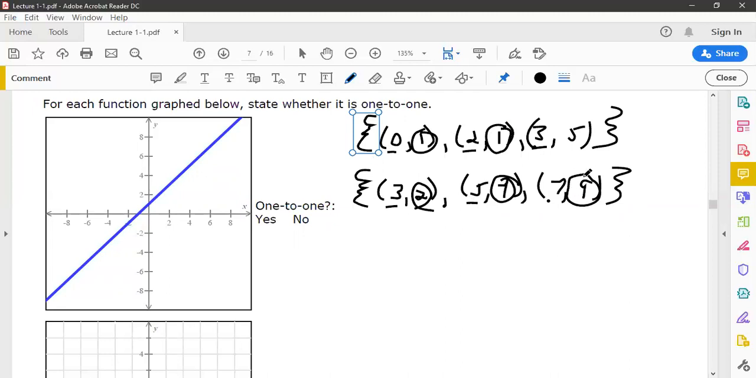So how do we determine that on a graph? Instead of using a vertical line test like we did in finding whether or not a graph represents a function, we do the horizontal line test. So when we draw a horizontal line, it can only intersect the graph in one point. So anywhere I drew a horizontal line on this particular graph, notice it will only intersect once. So yes, this is a one-to-one function.